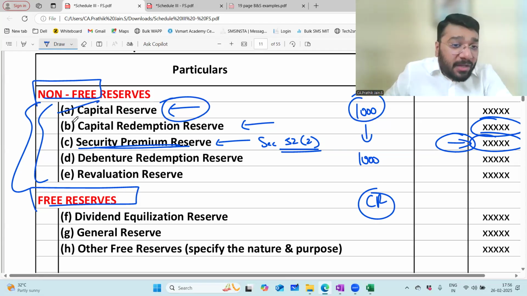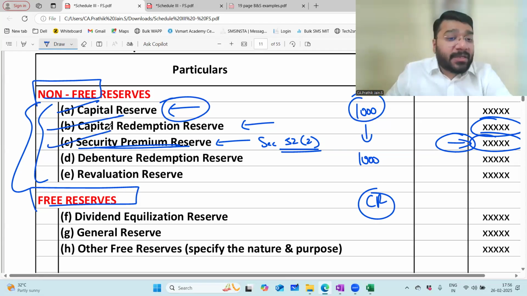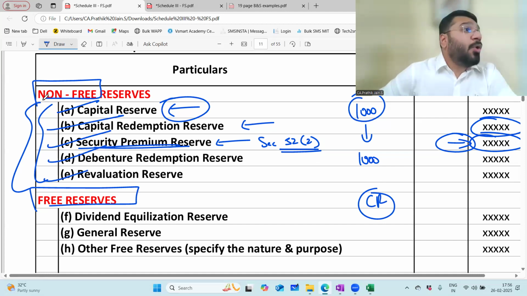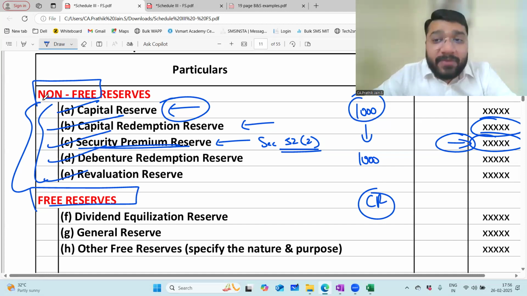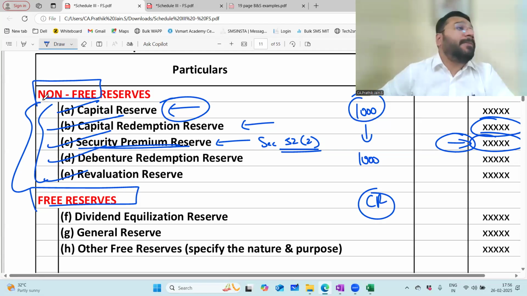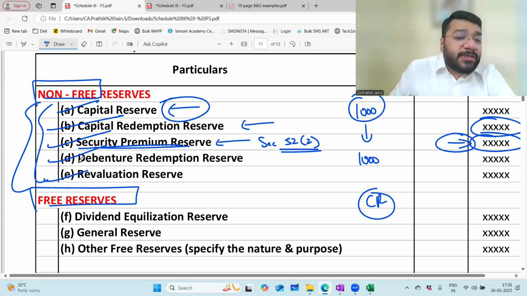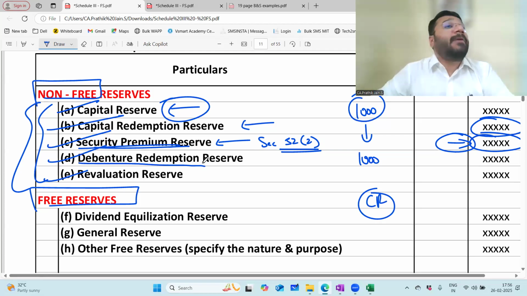So capital reserve, capital redemption reserve, securities premium reserve, debenture redemption reserve, revaluation reserve, all these are non-free reserves. Whatever reserve is there in these respective reserve accounts cannot be used for the purpose of distribution of the dividend. Am I loud and clear? Debenture redemption reserve means what? These reserves can be used only for the purpose of redemption of debentures.